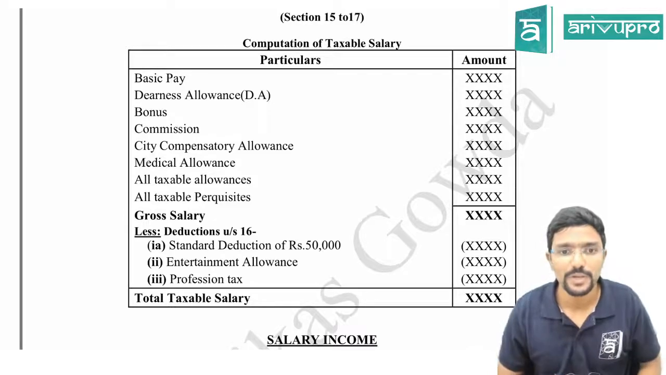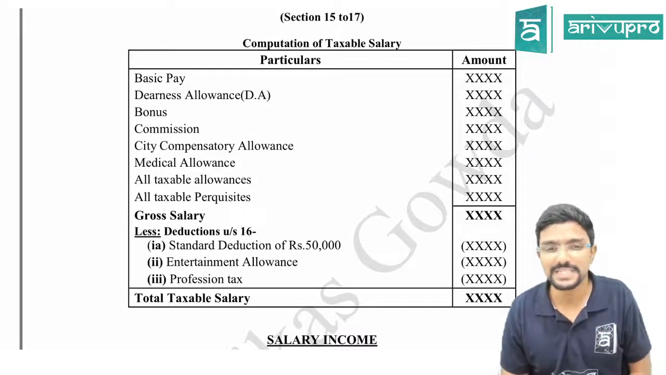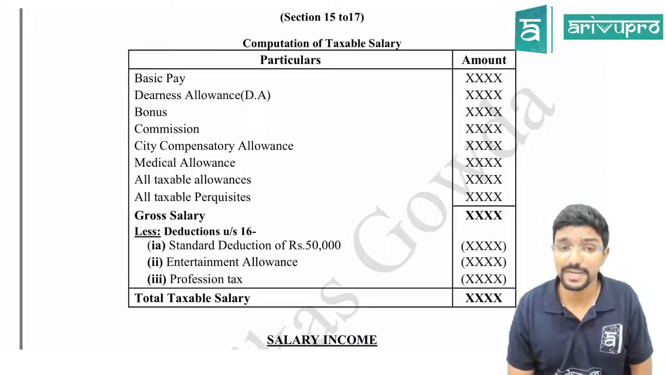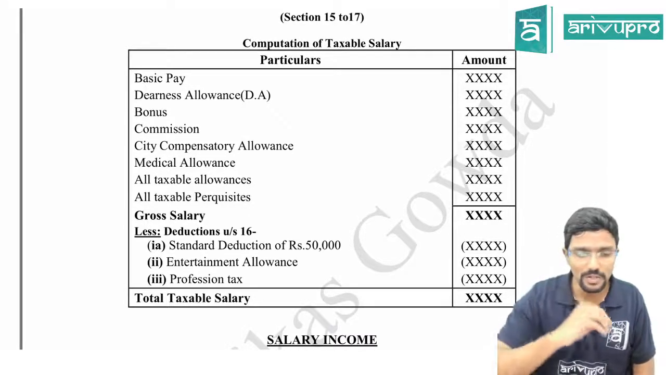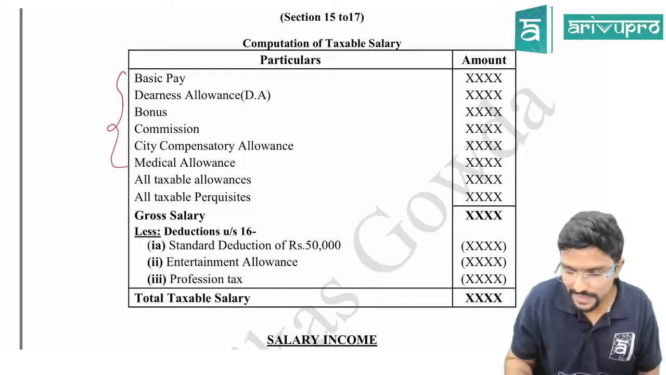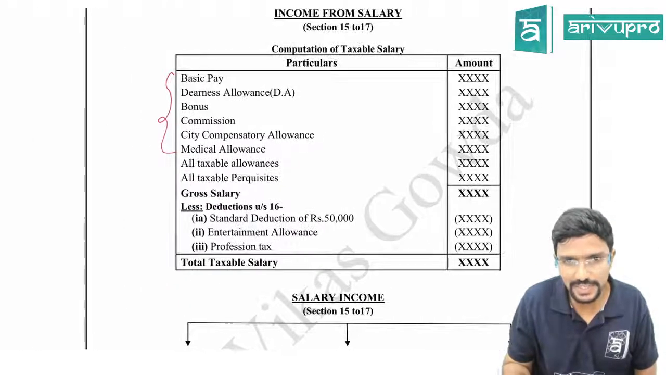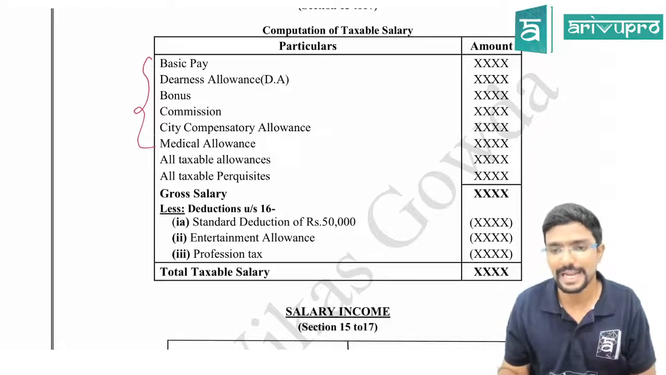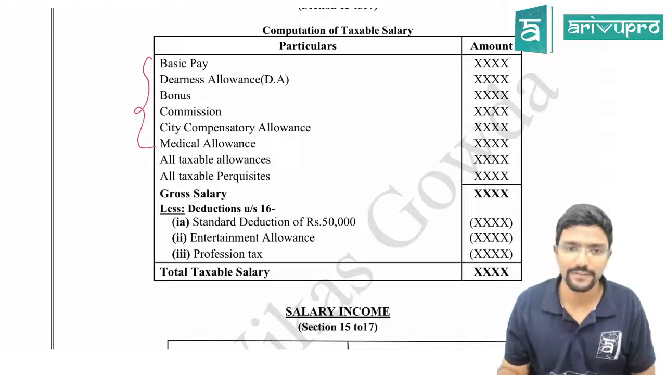It has basic pay, dearness allowance, then bonus, commission, city compensatory allowance, medical allowance. All this you know, normally you will be aware of. It is always taxable. Whenever you get anything in these names from your employer, it is always taxable for you under the head salary.